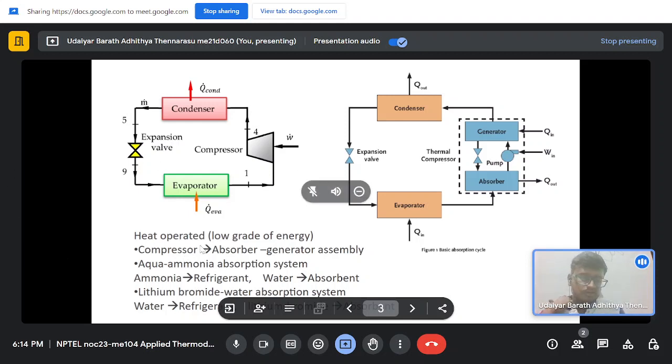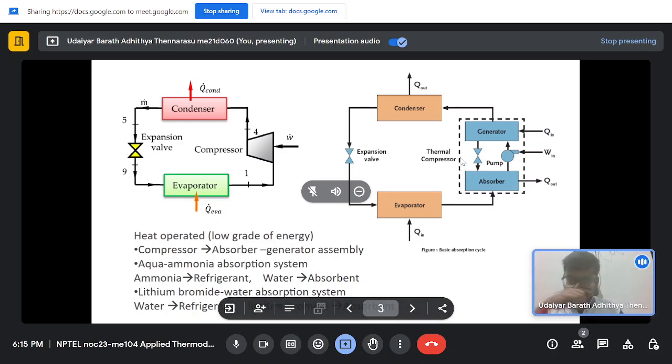Generally what is used is an aqua ammonia absorption system or a lithium bromide water absorption system. Aqua ammonia is water and ammonia. In this case, ammonia is the refrigerant and water is your absorbent, because water absorbs ammonia and that will form a solution. The other is a lithium bromide water absorption system. In that case, water is your refrigerant and lithium bromide is your absorbent. A limitation of the lithium bromide water absorption system is that you cannot go to a lower temperature, because then water crystals may form and you cannot use that.